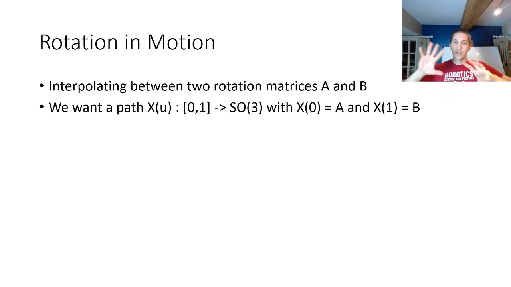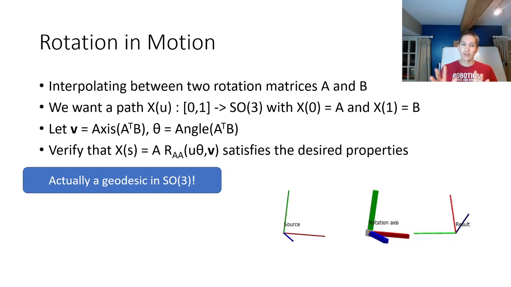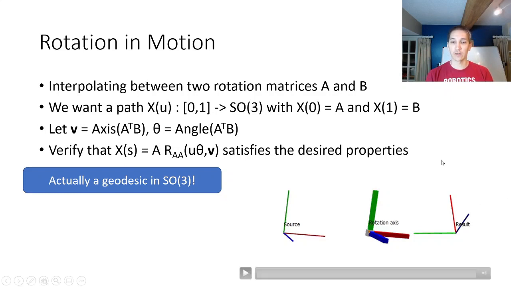Now, if we want to think about rotation interpolation between 2 matrices A and B, we're trying to find some path x of u that goes from A when u is 0 to B when u is equal to 1. We can do this by thinking about relative rotations. If we take the axis angle representation of A transpose B, then this is basically the axis angle representation of the relative transform from A to B. And if we recompose this into a new matrix where we scale the angle from 0 to 1, and then pre-multiply by A, we're going to get a geodesic between the source and the result.